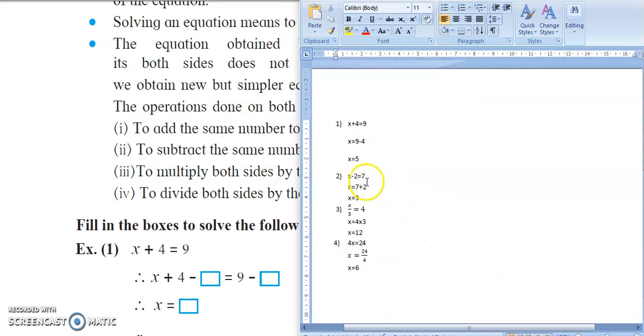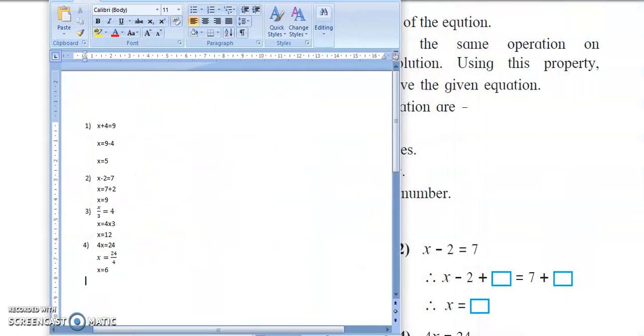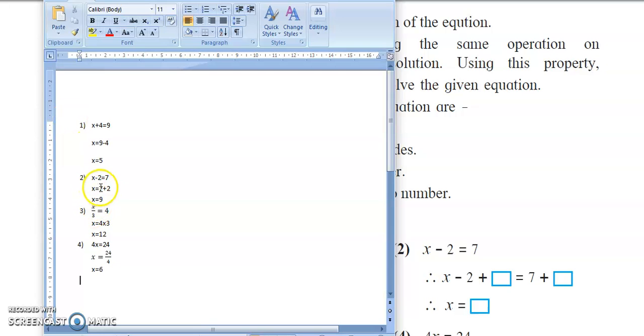Let us see. x minus 2 equals 7 is given here. So what you have to do? You have to perform the calculation like this. x equals 7, then minus 2 will go to the right hand side and it will become plus 2. So x equals 7 plus 2. So x equals 9. This is the solution. So write down this solution in your boxes in the textbook.